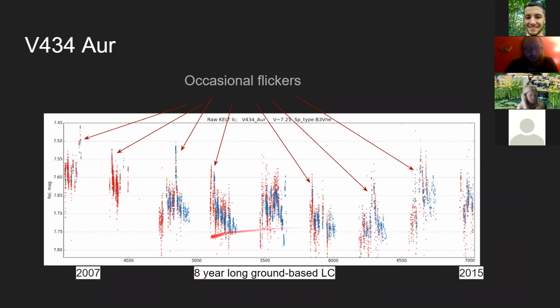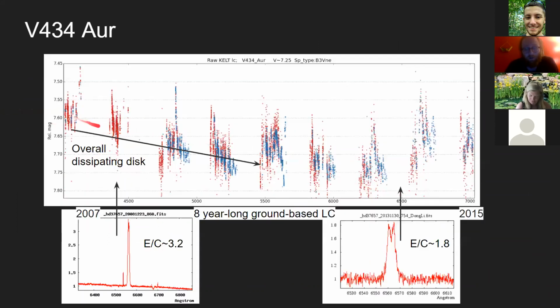So just a quick look at a long baseline light curve from the ground over about 8 years. We do see many short flickers in this star. They're low amplitude, but still real in the data. And we also see an overall dissipation of the disk over the first 5 or 6 years or so. A spectrum from early in this light curve shows a relatively strong H-alpha line, meaning a strong disk. And then later in the light curve, the disk is much weaker. So it's been dissipating over this time, even though there are occasional outbursts that build up the disk.